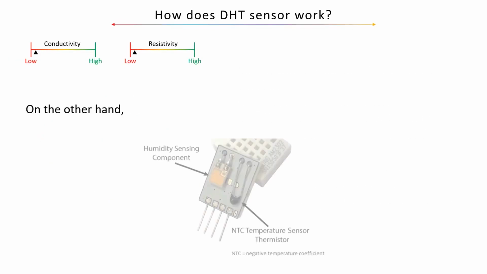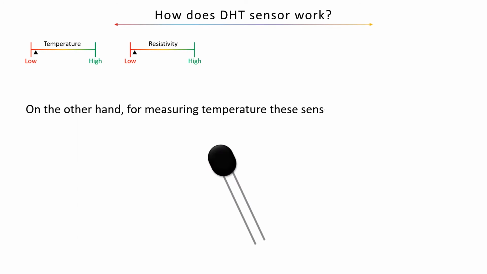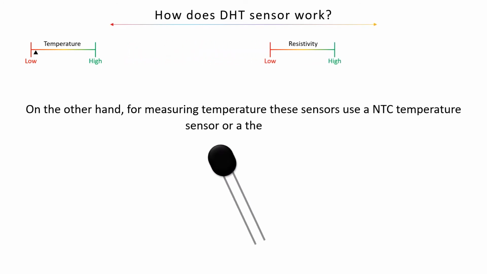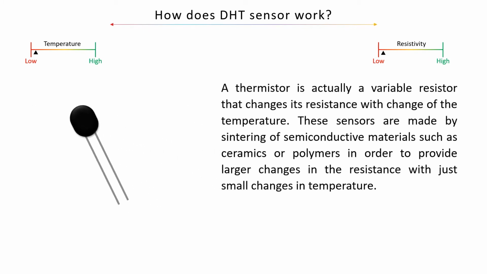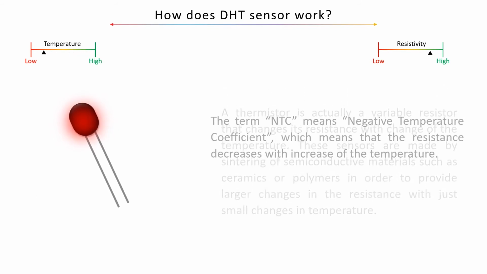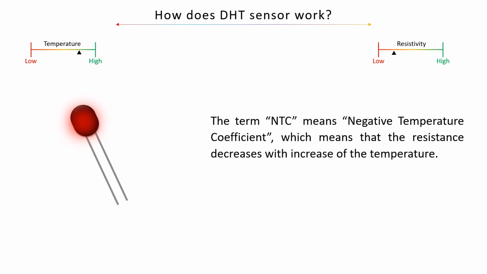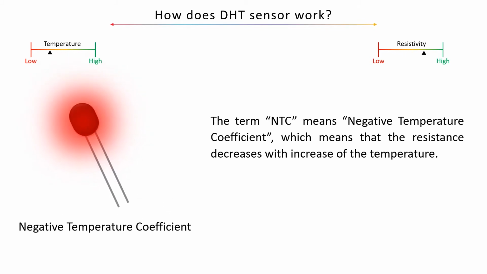On the other hand, for measuring temperature, these sensors use an NTC temperature sensor or a thermistor. A thermistor is actually a variable resistor that changes its resistance with change of the temperature. These sensors are made by sintering of semiconductor materials such as ceramics or polymers in order to provide larger changes in the resistance with just small changes in temperature. The term NTC refers to negative temperature coefficient, which means that the resistance decreases with increase of the temperature.